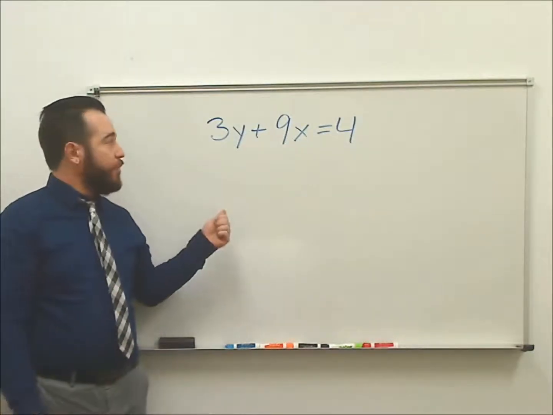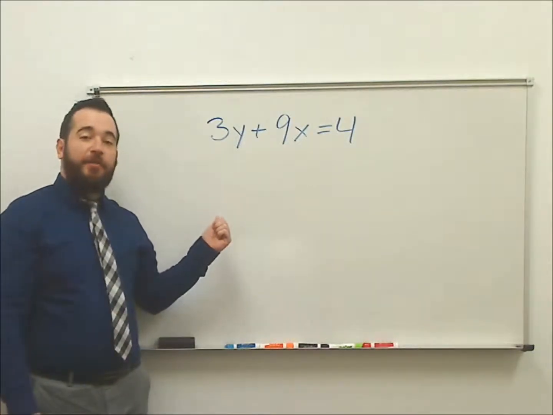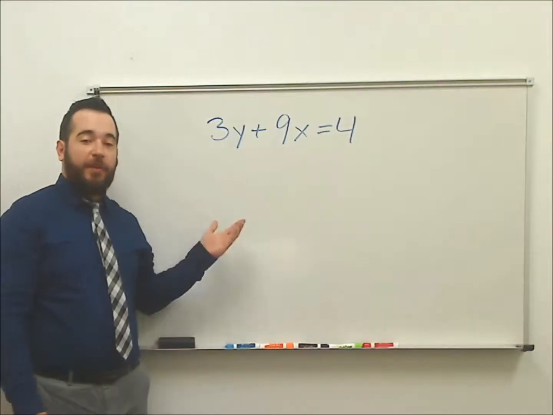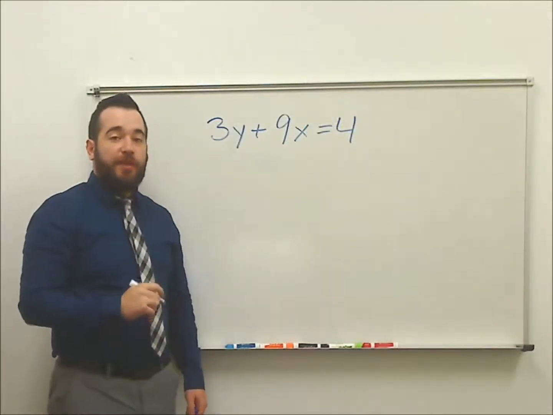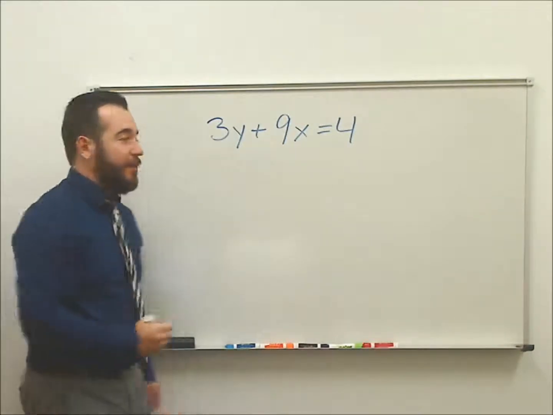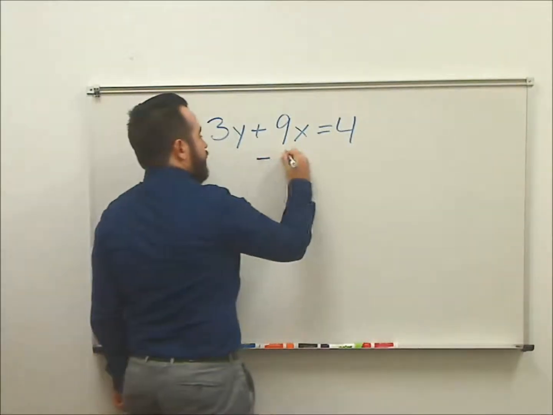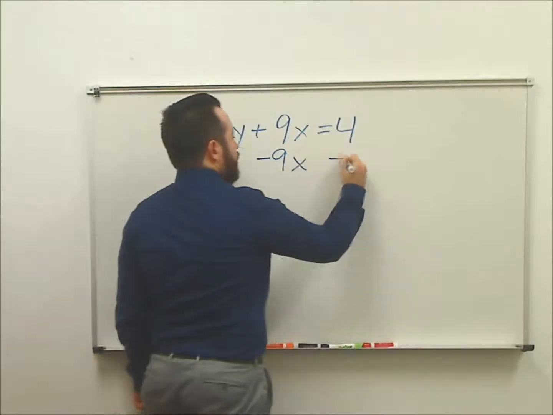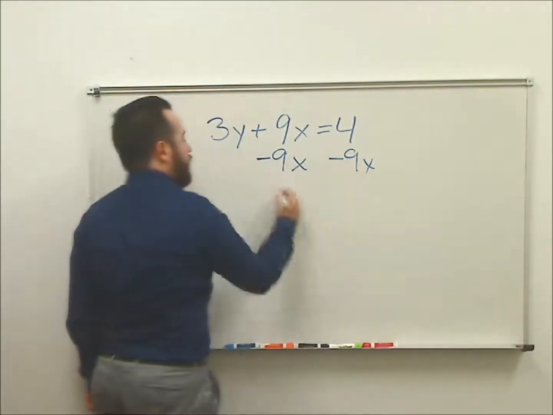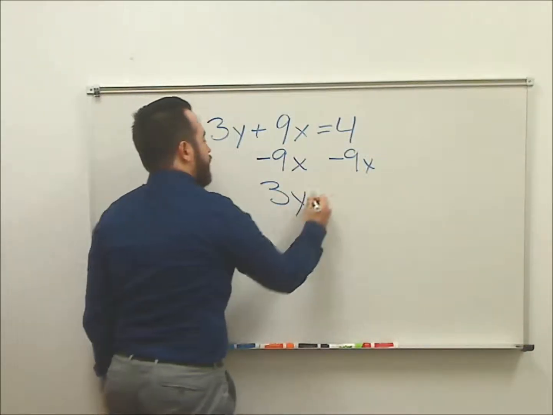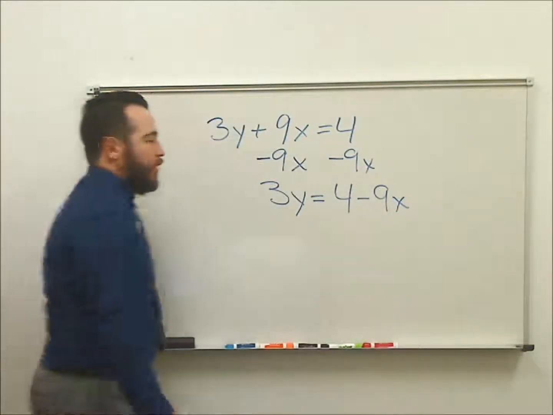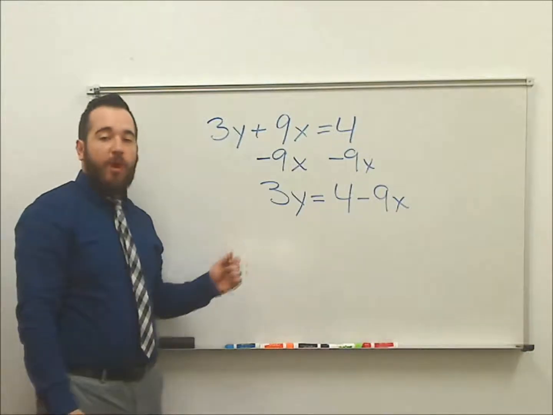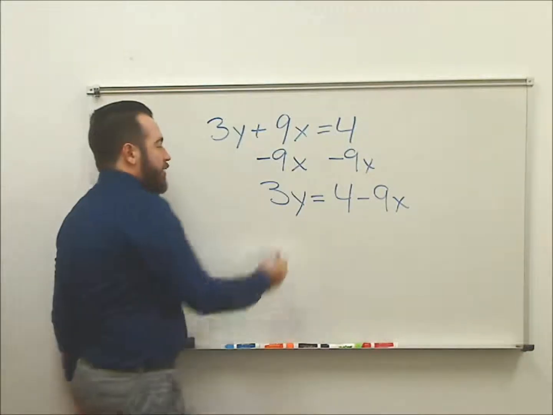Here we go: 3y + 9x = 4. Let's put this into slope-intercept form by solving for y. First, we're going to subtract 9x from both sides. Next, our y isn't quite by itself, so we're going to divide by 3.